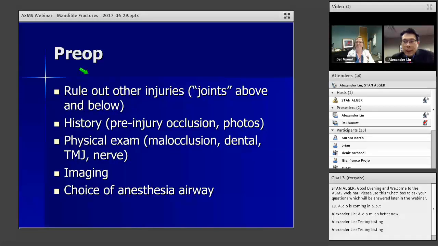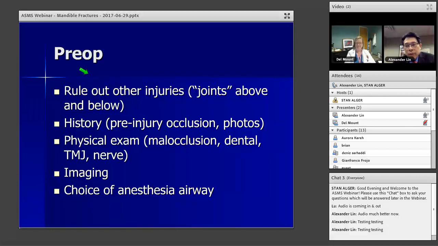So I thought I would take you through some of the practical things when you think about taking a patient to the operating room with a mandible fracture, and you want to think about the pre-op, the intra-op, and the post-op. So preoperatively, you need to rule out other injuries. In high-impact mandible fracture mechanisms, you have to rule out the injuries to the joints above and below. So that's my way of remembering the brain and the C-spine. So you got to rule that out.